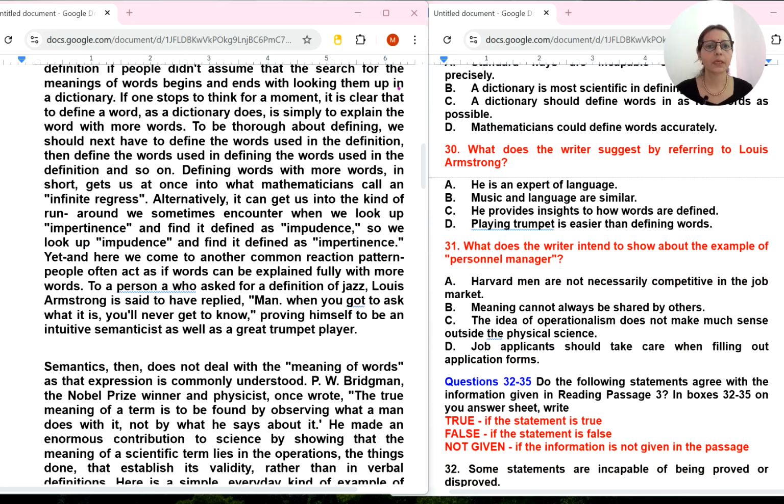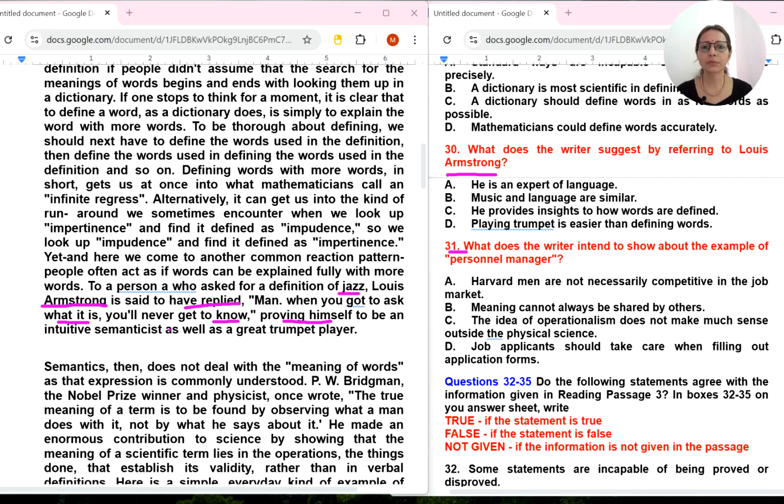That was question 29. Next, question 30 we are doing, about Louis Armstrong. Let's read it. What does the writer suggest by referring to Louis Armstrong? What is he trying to say by giving the example of Mr. Louis Armstrong? To a person who asked for a definition of jazz, Louis is said to have replied, man, if you got to ask what it is, you will never get to know.